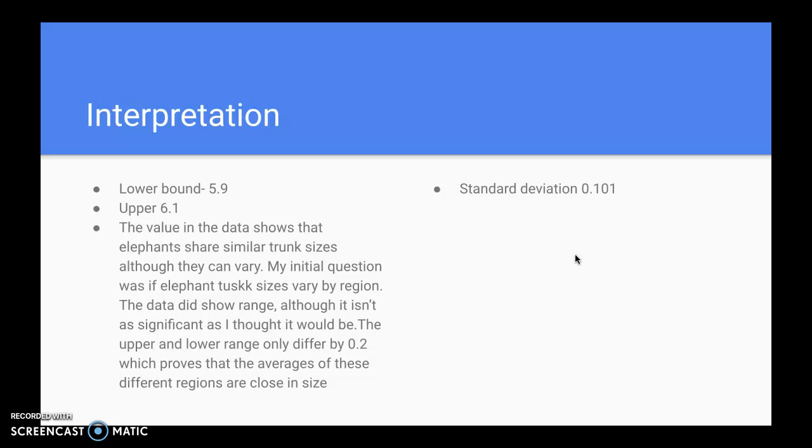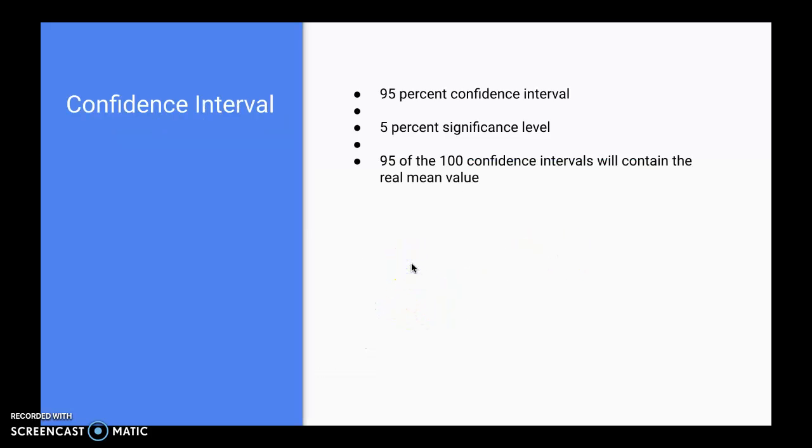The value in the data shows that elephants share similar trunk sizes, although they can vary. My initial question was if elephant tusk sizes vary by region. The data did show range, so not every single mean was the same, although it isn't as significant as I thought it would be. I honestly did think that it would range at least a few feet. But there was really not that much range. The upper and lower range only differ by 0.2, which proves that the averages of these different regions are close in size. So there you go.